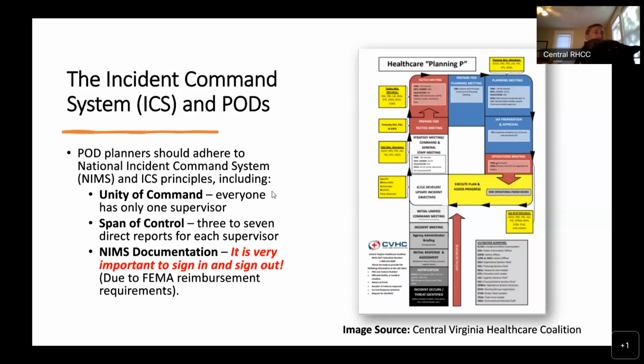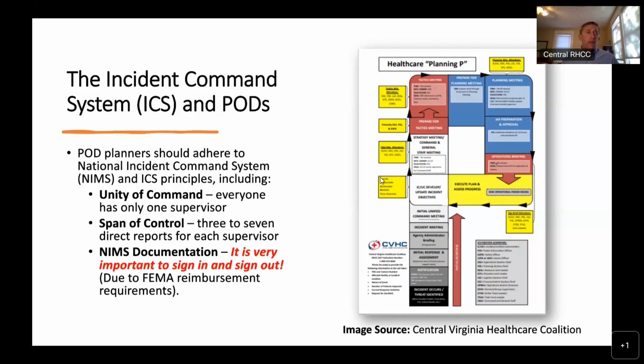But two of the concepts that I'd like to talk about are unity of command, and you may remember that from your ICS classes, and that means that everyone has only one supervisor, and that really just helps avoid confusion. So when you arrive at a pod, you're only going to be reporting to one person, and then that person's going to be reporting up to someone else, on and on until you get to the pod manager. And then there's also span of control. So in the event that you are supervising other pod operators, you should only have 3 to 7, with 5 being the optimal, but definitely no more than 7.